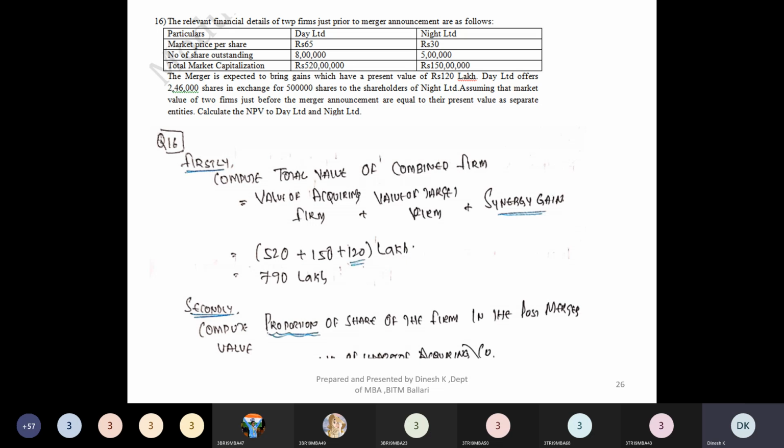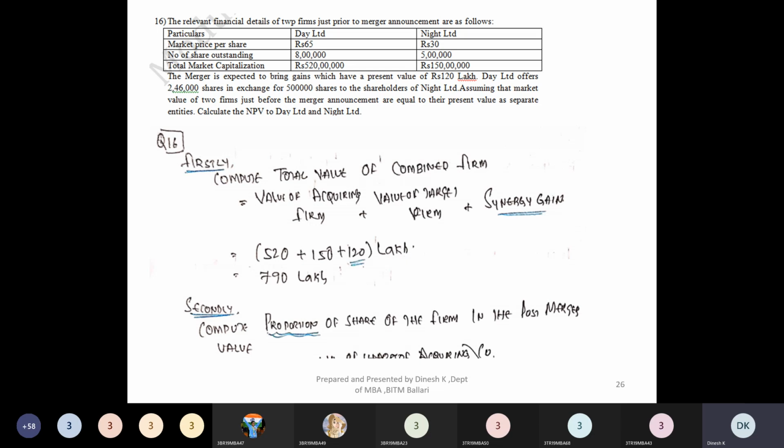It is a synergy gain, right? So the synergy gain of the merger is going to bring a gain to the merged firm of 1,20,000, right? Day Limited offers 2,46,000 shares in exchange for 5 lakh shares of the Night Limited, right? So Day Limited is an acquiring company which is offering 2,46,000 shares. What is the actual number of shares of Night Limited here? The actual number of shares of Night Limited is 5 lakhs, right?